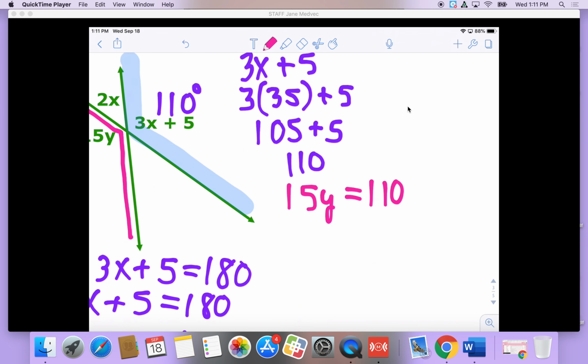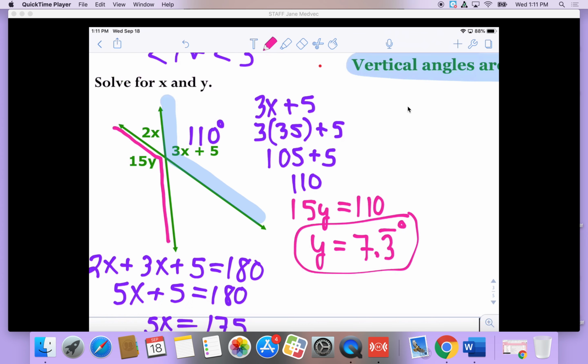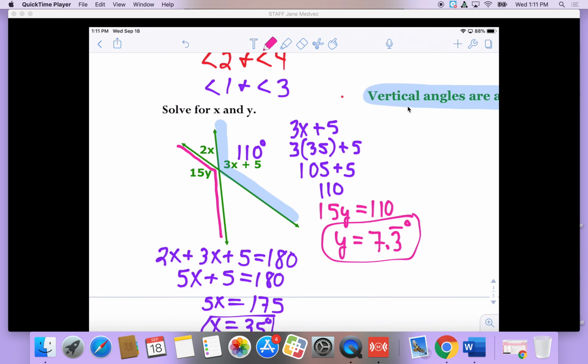Now what am I going to do? I'm going to divide, so y gives me, what was it? 7.3 repeating like that. Now, you can go, well, Mrs. Medvick, is that the only way to do it? No, it's not. There's another way of doing it.